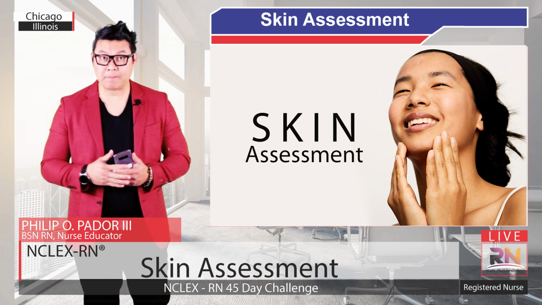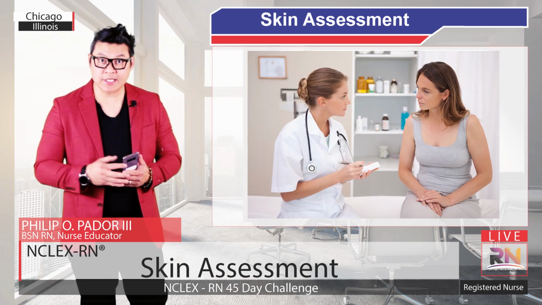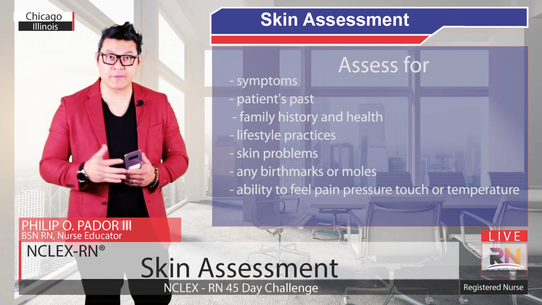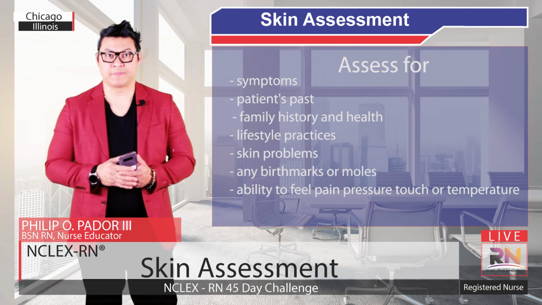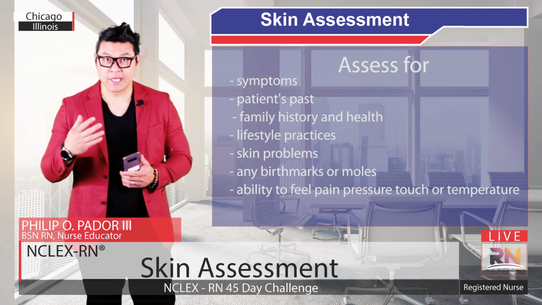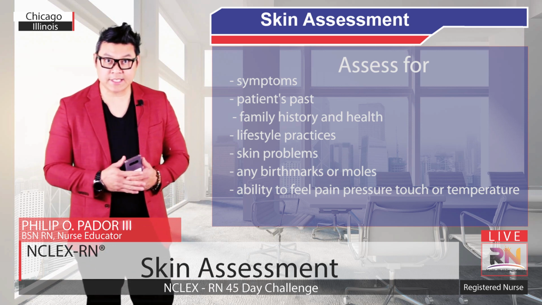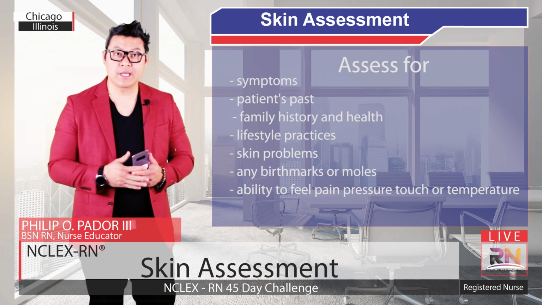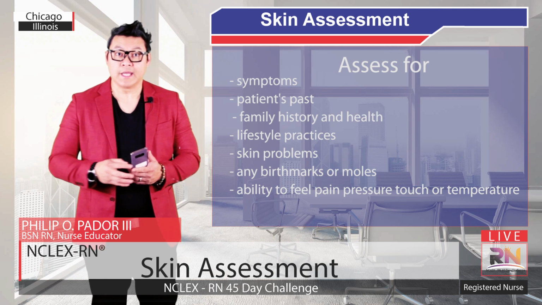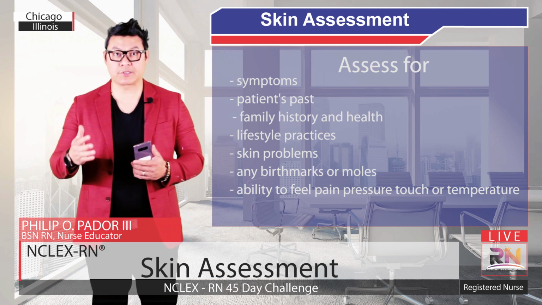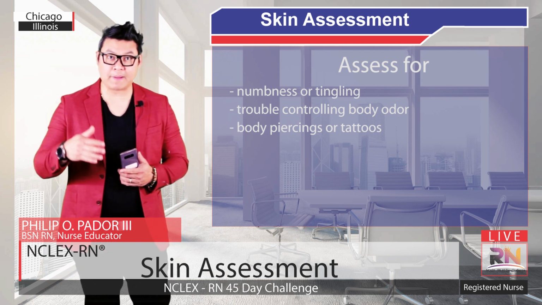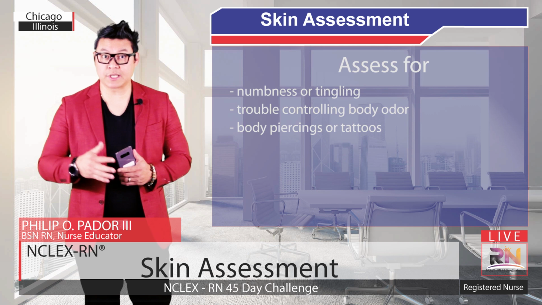In order to perform a complete and accurate assessment, the nurse needs to collect data about current symptoms, the patient's past and family history, and health and lifestyle practices. When looking at the current symptoms, ask the patients about skin problems such as rashes, dryness, oiliness, bruising, open sores, itchiness, etc. Any birthmarks or moles, or any inability to feel pain, pressure, touch, or temperature. Any numbness or tingling or trouble controlling body odor. Any body piercing or tattoos.